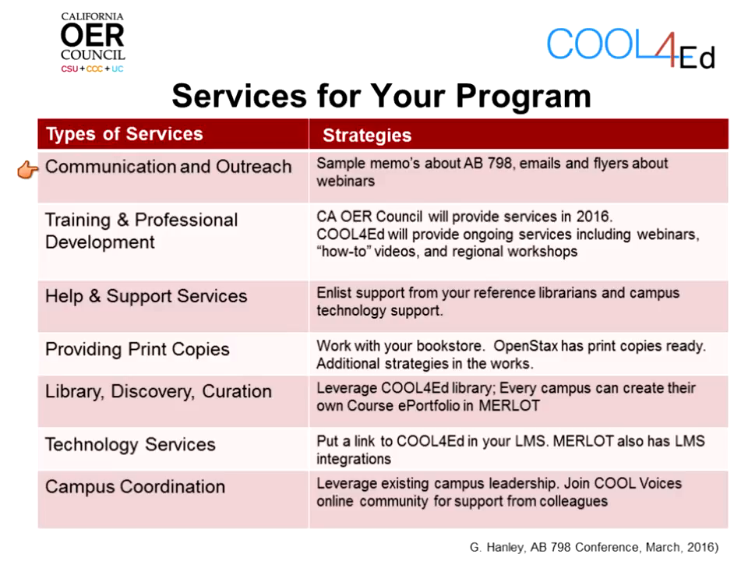So for example, in your plan, you might include a communication and outreach element as to how you're going to address these issues. That could be what we will be providing: sample memos about AB 798, email flyers, and webinars. But you should provide how you're going to implement these resources on your campus from the communication outreach perspective.